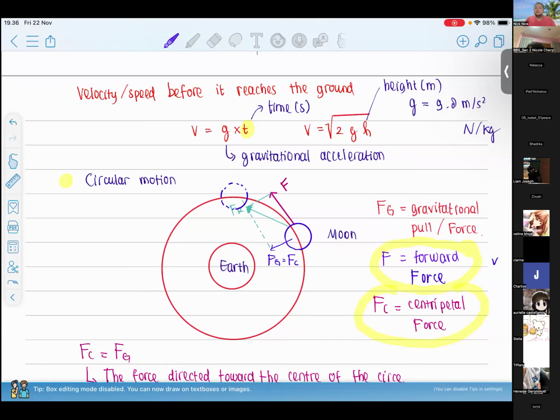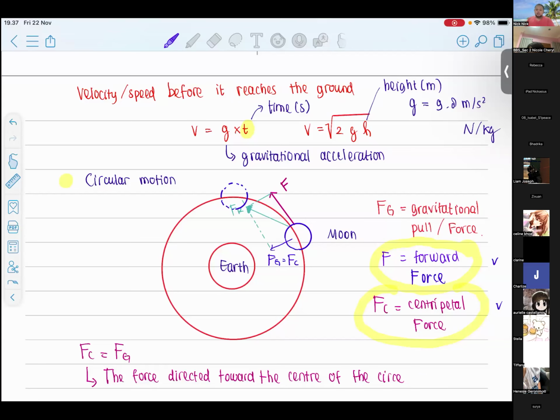If there is a question about circular motion, the key to answering this type of question is explaining the forward force and then the centripetal force from the gravitational force. They will make the resultant that makes the moon move in circular motion. Do you understand, students? Thumbs up if you understand.